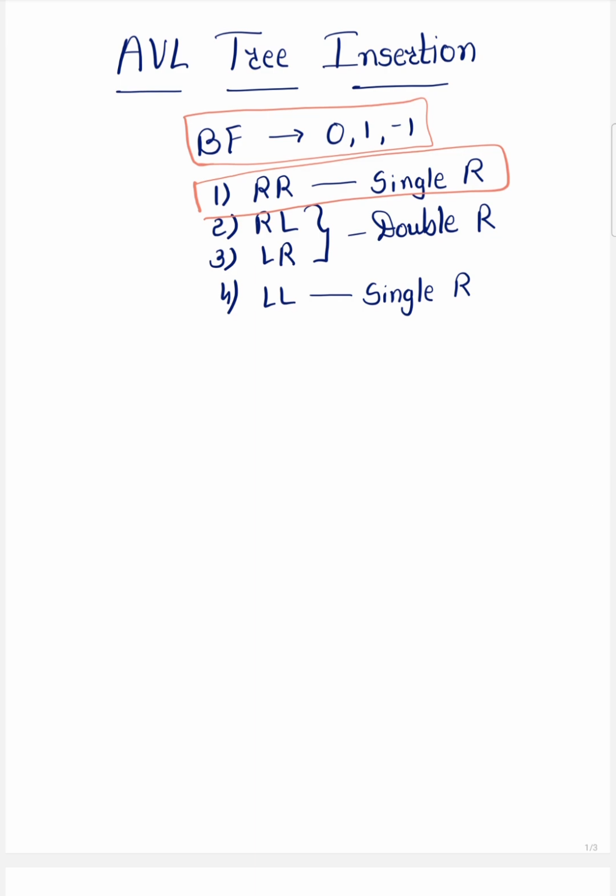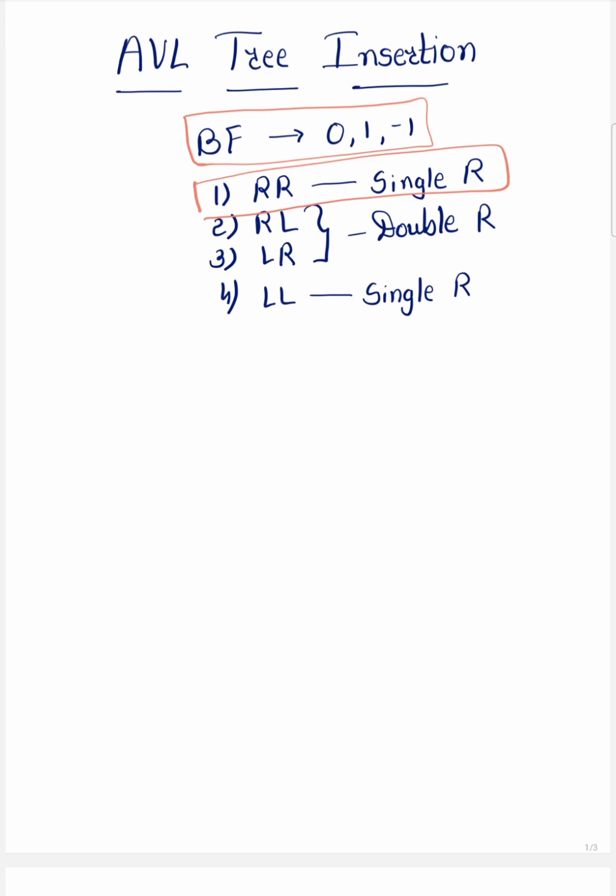AVL tree is a self-balanced tree, and we can allow the balance factor 0, 1 and -1. Any balance factor other than that, 2, -2, 3, -3, anything other than 0, 1 and -1, is not allowed. Your tree gets imbalanced, and then it is no longer an AVL tree, right?